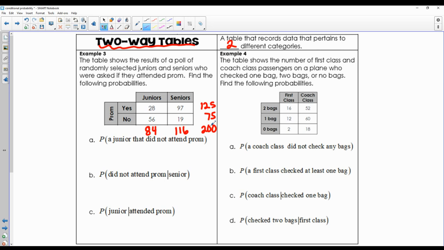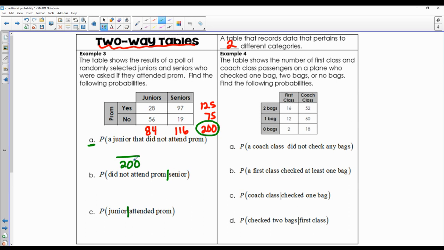Now, again, this lesson we're talking about conditional probability. That's when you see these lines right here, that means that they're giving you a condition. But notice this first example did not give us a condition. There's no condition there. You were just trying to find the probability that if you grab one of those people at random, you pull out a junior that did not attend prom. So again, no conditions there. Your total number of people that you could choose from is 200, so that's going to go on the bottom right there.